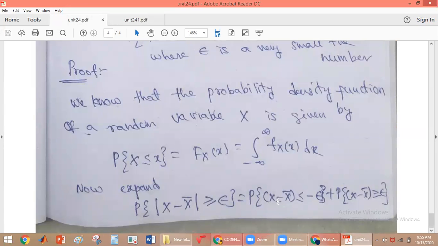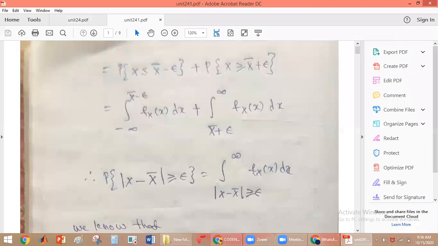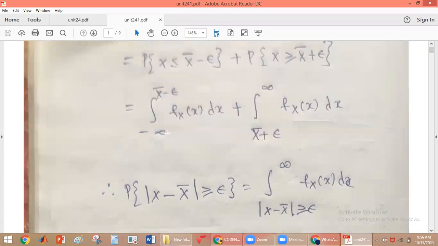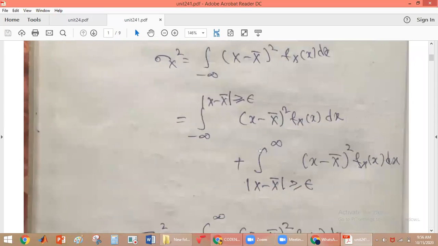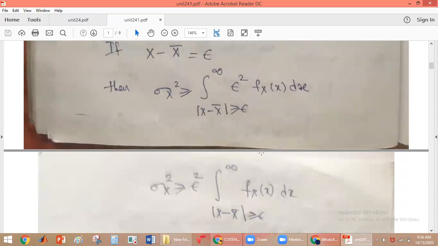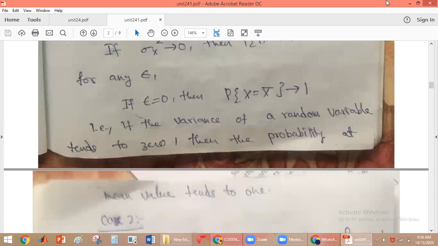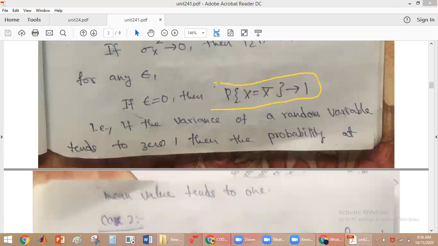If epsilon is equal to 0, we get x less than or equal to x bar and x greater than or equal to x bar. So we are taking the integral from minus infinity to plus infinity of fx(x) dx. The value will be equal to 1, because it gives us the area under the probability density function. If epsilon is equal to 0, the limits are minus infinity to x bar and x bar to infinity, so we get the integral from minus infinity to plus infinity of fx(x) dx, and that value will be equal to 1. So if epsilon is 0, the probability for x less than or equal to x bar is equal to 1, or the probability of x equal to x bar is equal to 1.